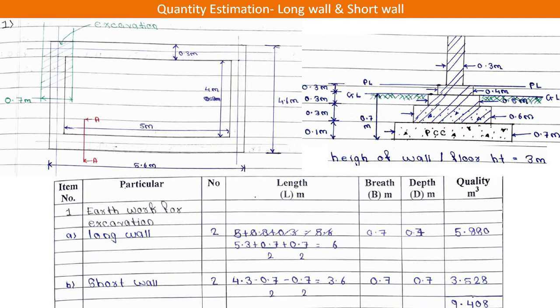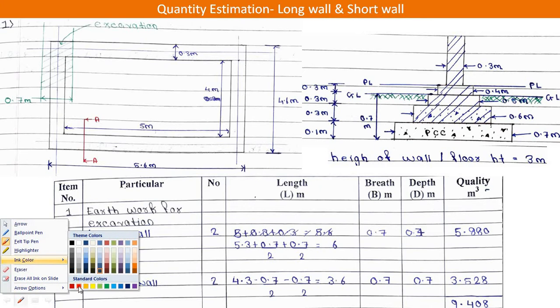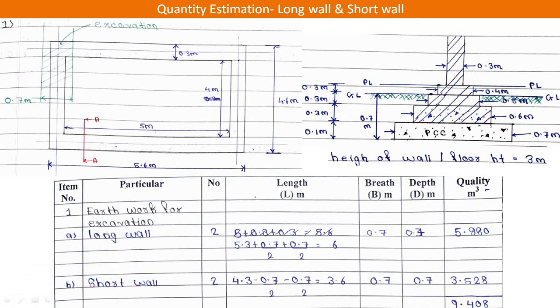So first quantity, earthwork for excavation. There will be two, first for long wall and second for the short wall. Here you have to plot this kind of table, which includes item number, particulars, number, length in meter, breadth in meter, depth in meter, and quantity in meter cube. So let us start first with the earthwork for excavation. In that, first will be for long wall.